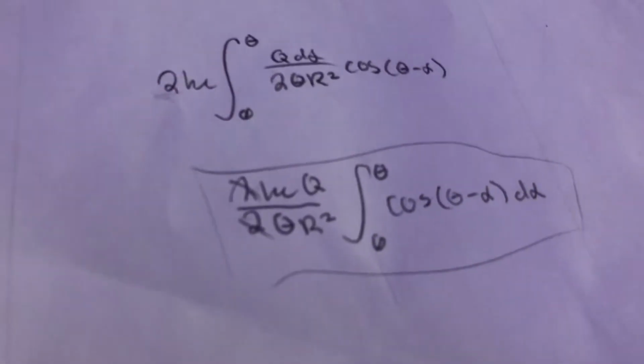Right? So technically I can pull out a few more things in here because q is a constant, this 2 is also a constant, this theta is a constant, this r squared is a constant. So it's going to be 2ke q over 2, so this is going to cancel as well, theta r squared, integral from 0 to theta of cosine of theta minus alpha with respect to alpha. And this is the integral that you're solving and plugging into to get your final answer.